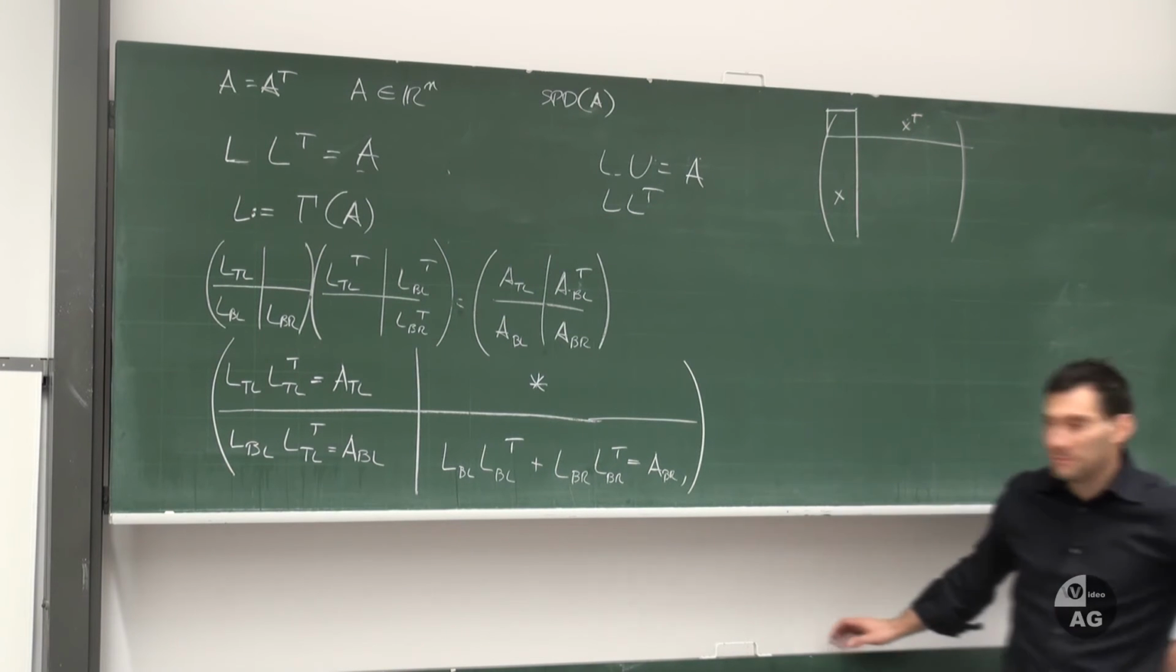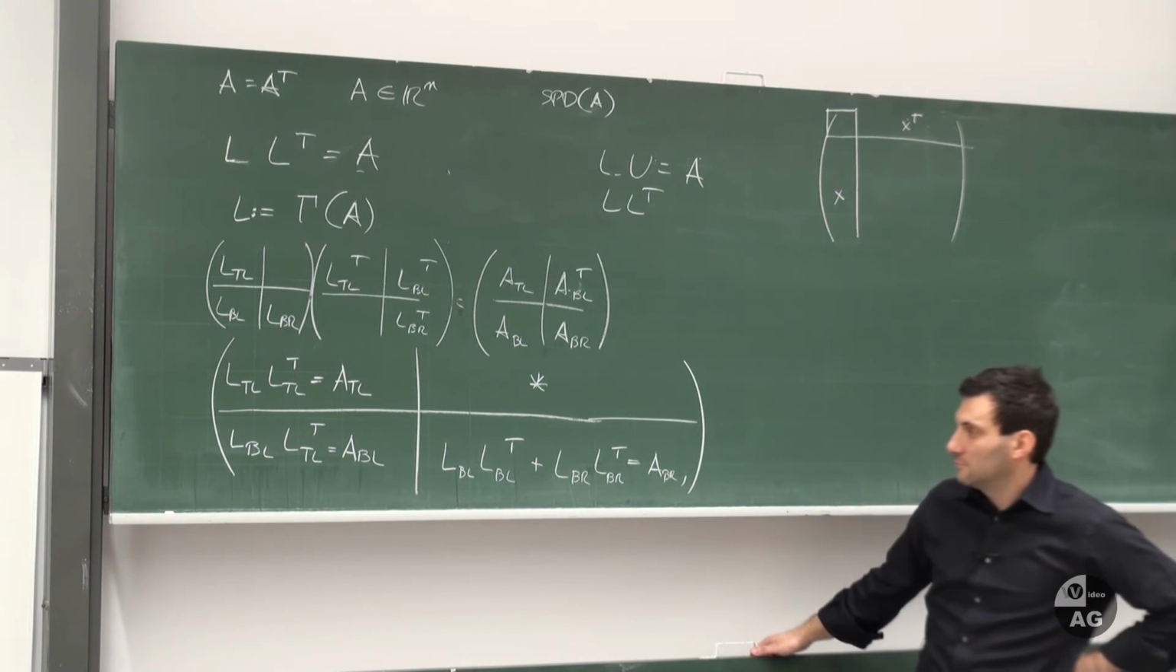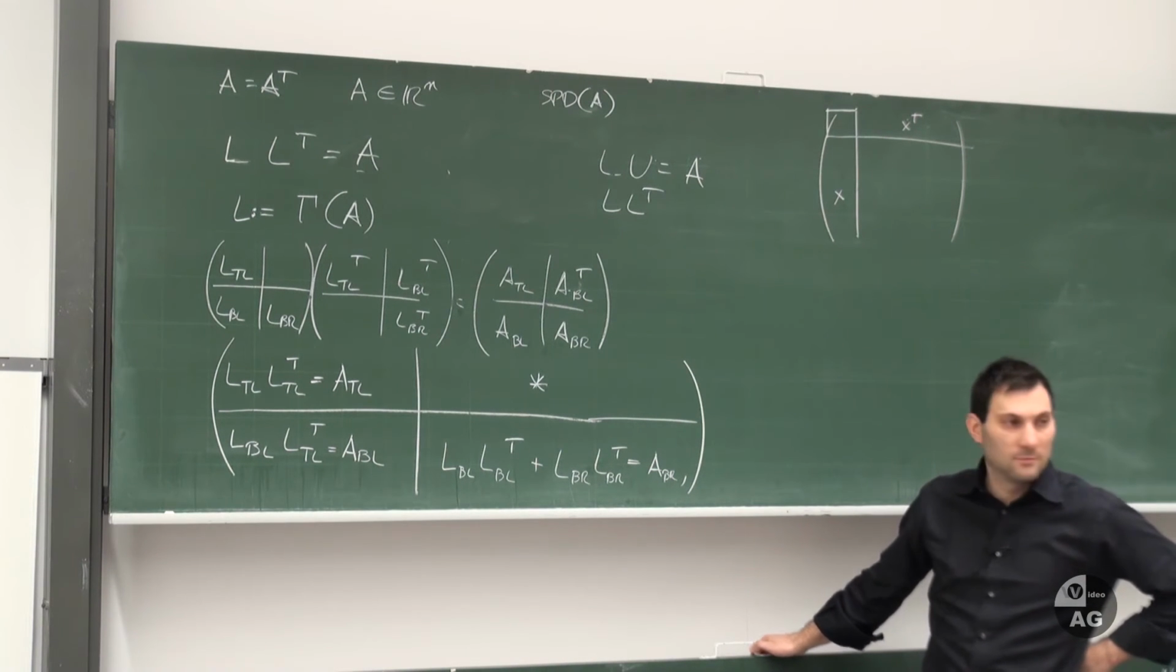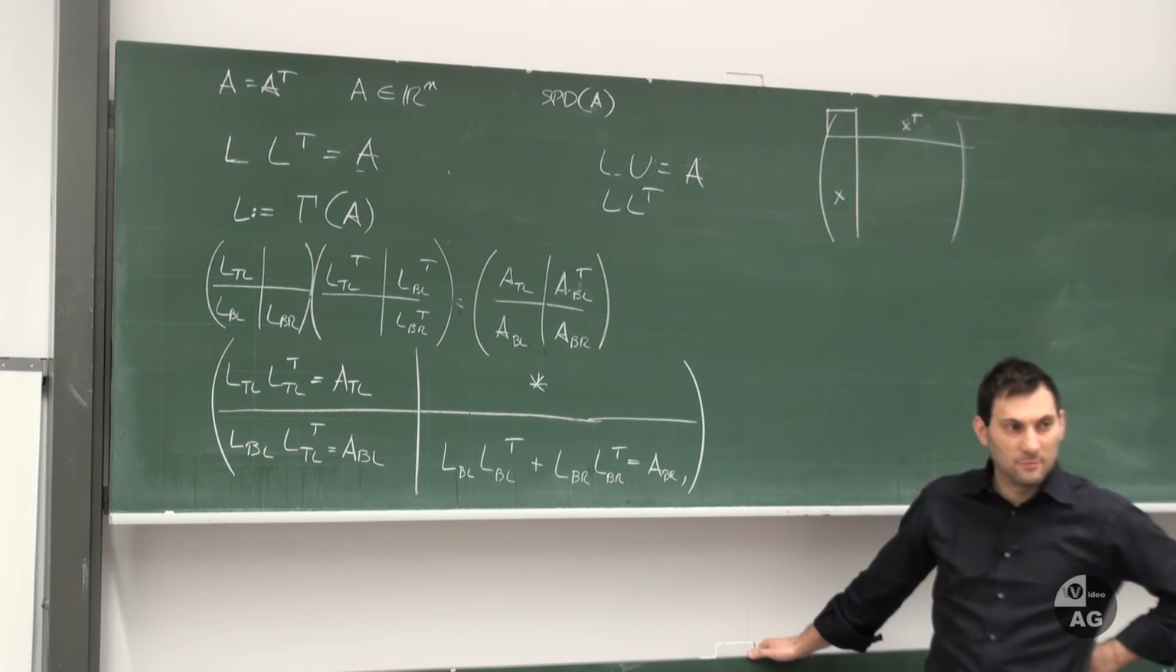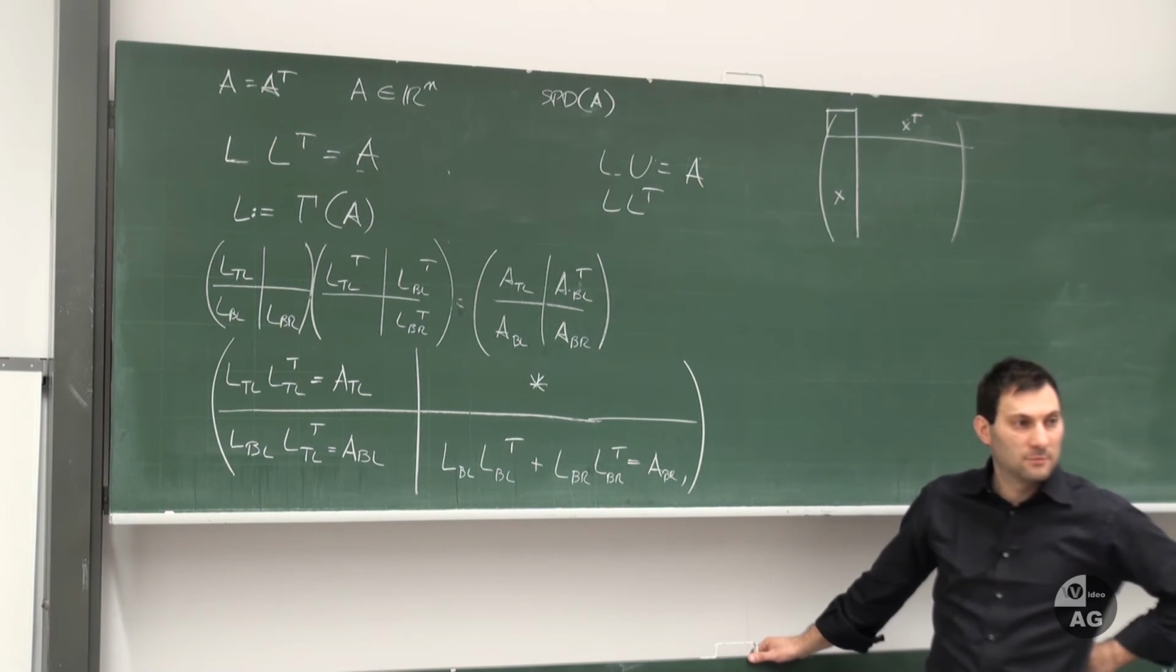On the top left and the bottom right, we always have the submatrix multiplied by its transpose, and here is also the same on the bottom. But because on the top there's only one side, then it's just one term, and down below it is two terms.